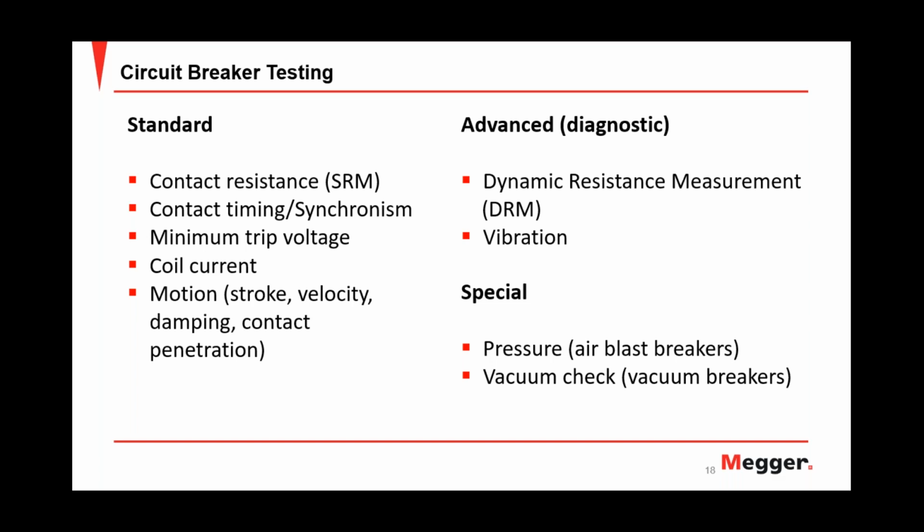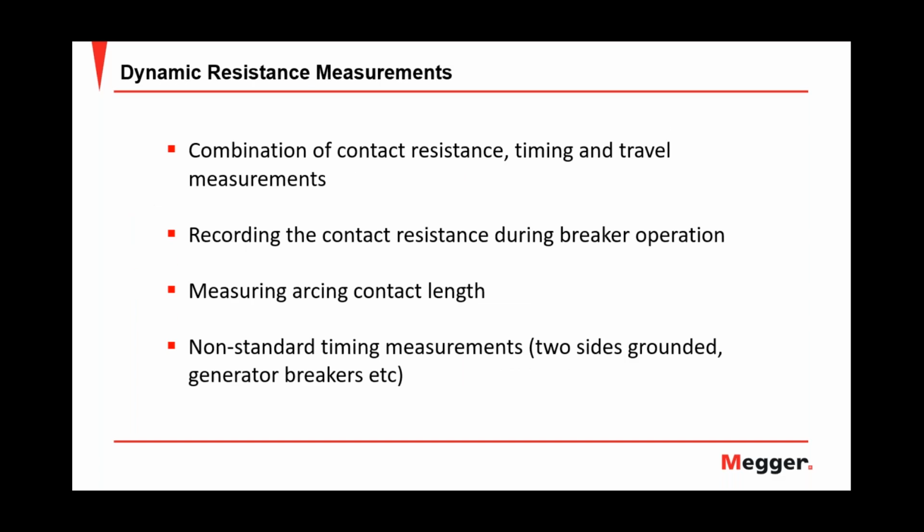So as I said, one of the most basic types of test is measuring contact resistance while the circuit breaker is closed. But one of the most basic measurements, contact resistance, even if very accurate, cannot give a full image of the condition of the contact. Hence, dynamic resistance measurement can be used, and it is a very suitable type of test for diagnostic testing.